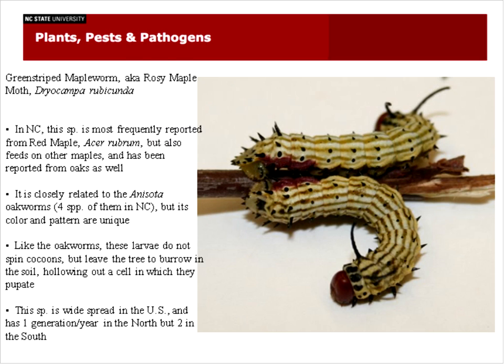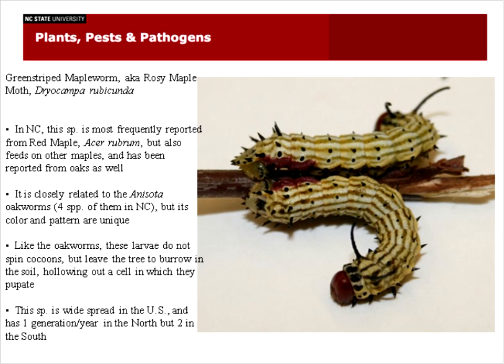All right, moving along here because I'm running out of time. I've got green stripe maple worm, most commonly encountered on red maple here in North Carolina, but it does feed on other maples, and there are even a few reports of it feeding on oak. It's a close relative of our oak worms, belonging to the genus Anisota. We have 4 of those in North Carolina. Structurally, it's similar to the oak worms, but very different in color.